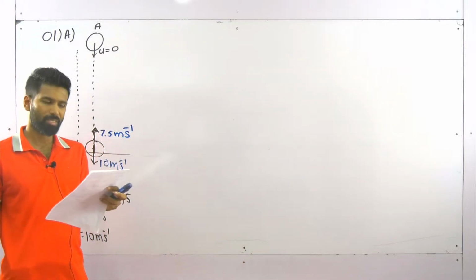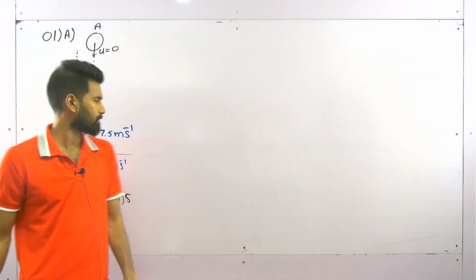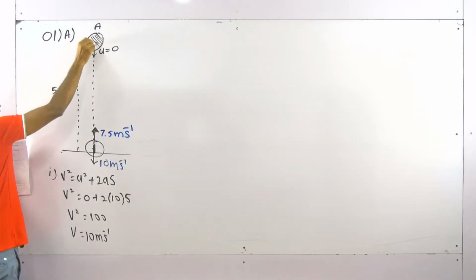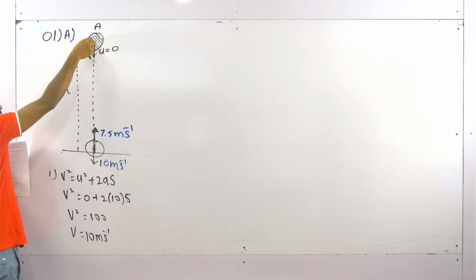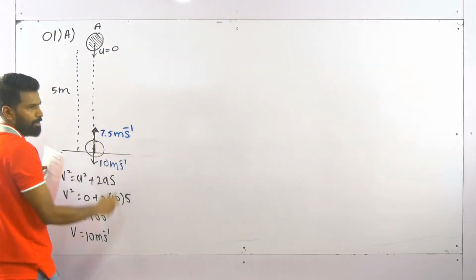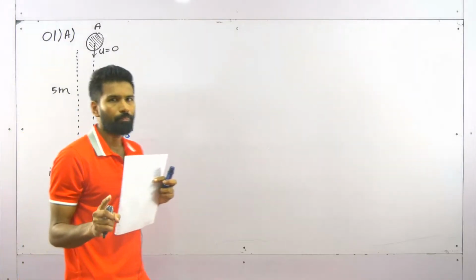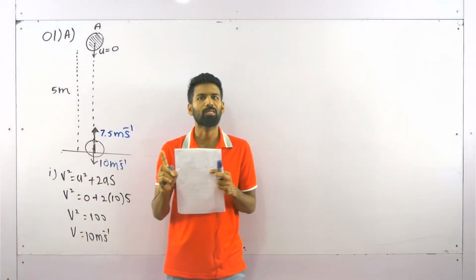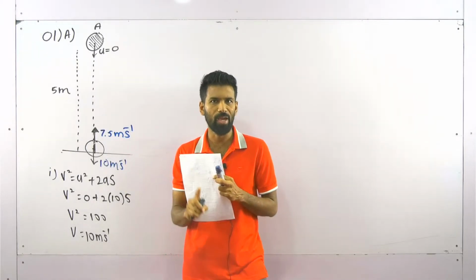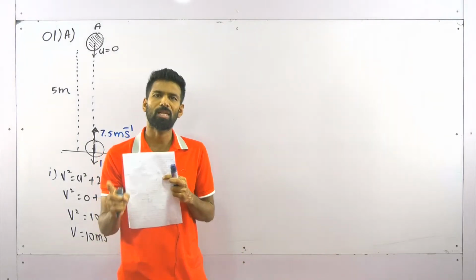So the next question: distance traveled by A when it collides with B. That's the question you have to face. Now let's see. A is released from a point 5 meters above the ground. A will come down and hit the ground with a velocity of 10 meters per second, and then it will move up with a velocity of 7.5 meters per second. Now B is released after 0.5 seconds from the initial release. After the release of A, it took 0.5 seconds to release B. So B is 0.5 seconds late.